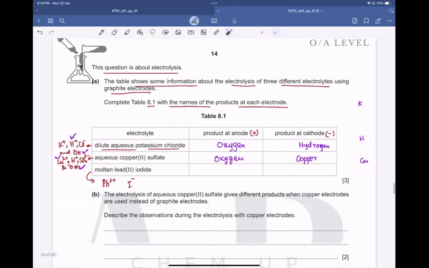Okay. Now, it's very easy. See, we have only one negative ion and only one positive ion. So iodide ions turn into iodine. Very good, Khatija. And lead ions are going to form lead metal. So it's very easy. Yeah, very good, Rahim, Khatija, and Mustafa. Okay.